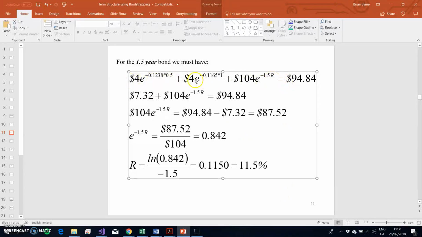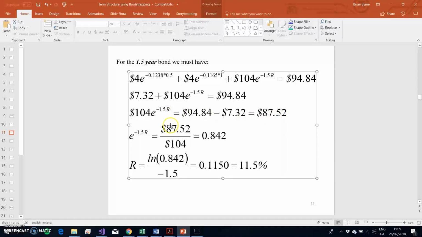We can take these out, discount them, and get a value of 7.32. Then strip that away from the bond price. So we're stripping out the present value of the coupons, and we're left with this 104e^(-1.5R), and that's set equal to this 87.52.